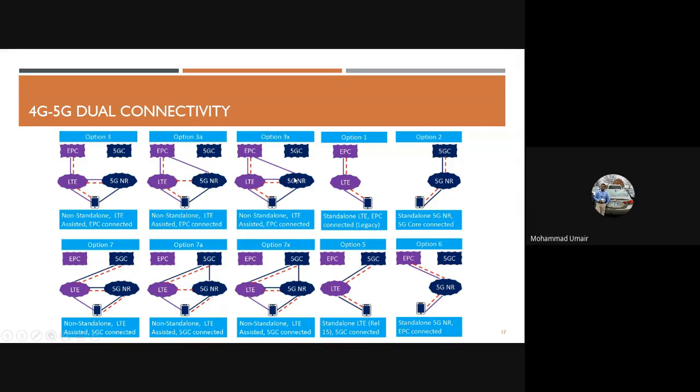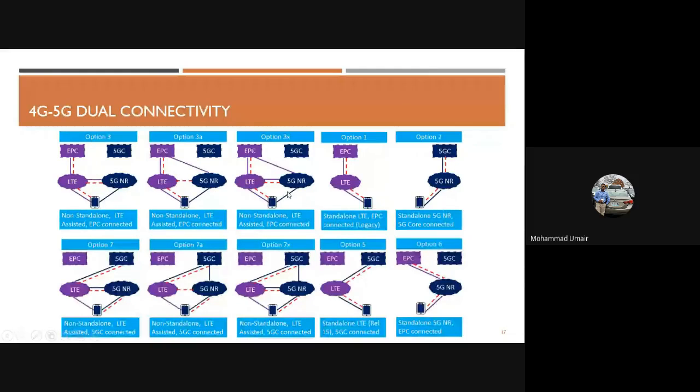So right now, the 5G deployments that are happening are using option 3, different flavors. So 3, 3A, 3X. What they try to do is, in this, we believe that the core network is not ready. So we are still using the 4G core network, but the radio network, we are using LTE as well as 5G.